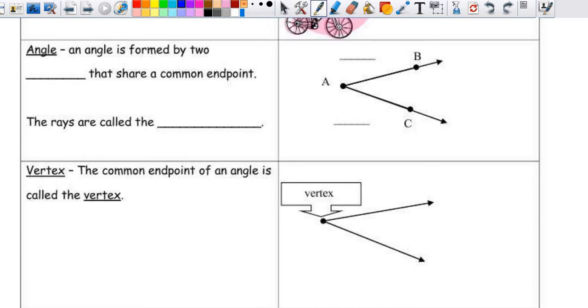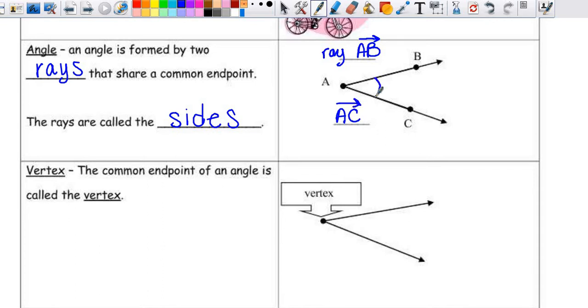Next, we've got angles. An angle is formed by two rays that have a common endpoint. The rays are called the sides of the angle. Okay, so right here, we've got ray AB. We don't need to write the word ray. We could also put its hat on there. We also have ray AC that make up this angle right here.